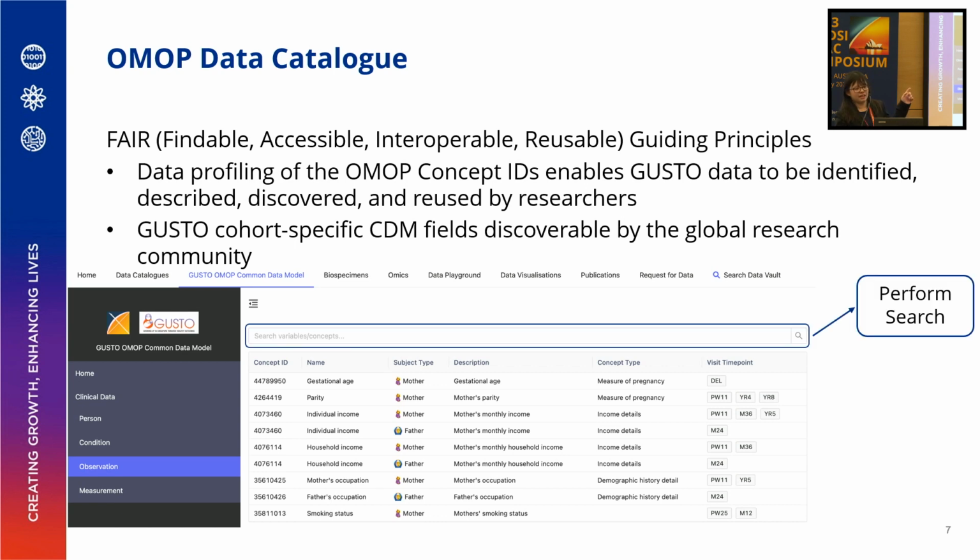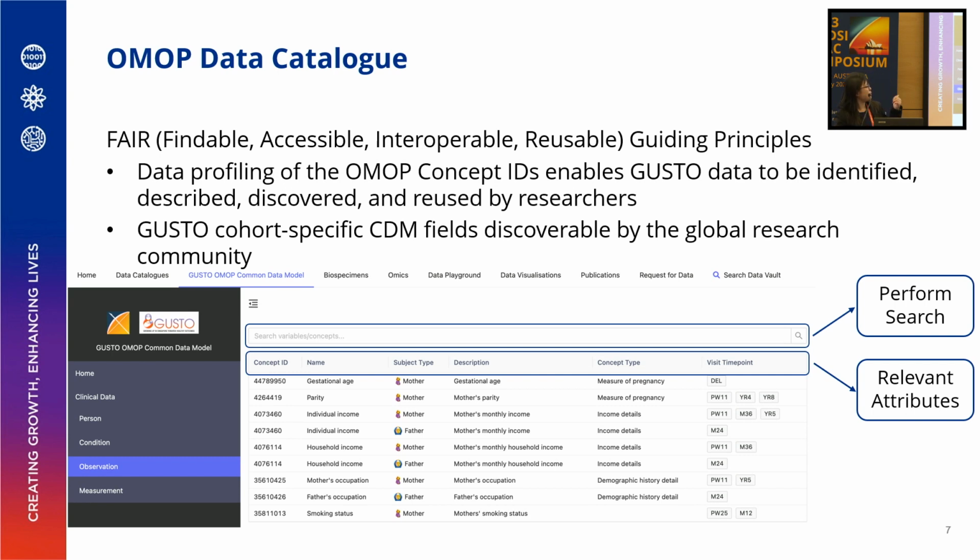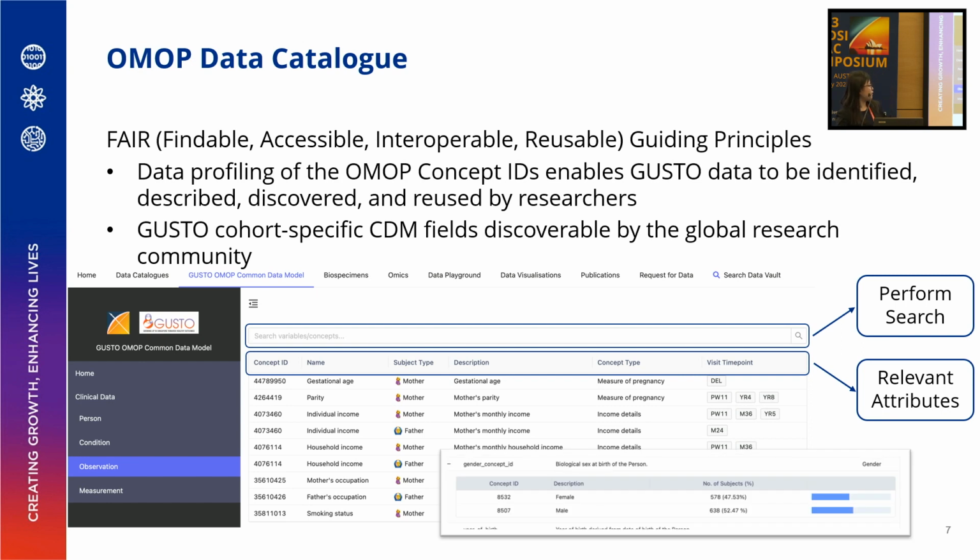You can see that there's this search button, so researchers can perform a search on the variables that they want. And there are some attributes in this data catalog, like the concept ID and the synonyms for the OMOP data, and also some basic description and where the data is from, whether it's from the mother, father, or the child. Then for some variables which have categories, the researchers will be able to expand it and see the different categories in the data.